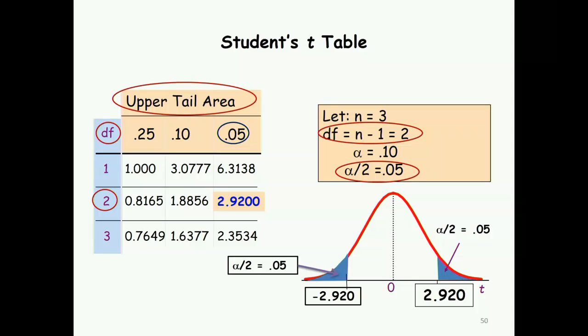So let's say alpha is 10%. If alpha is 10%, 5% is to the left, 5% to the right. My sample size is 3. If my sample size is 3, n minus 1 is 2. So I go to degrees of freedom 2, 5%, because alpha is 10. Then I find 2.92. I put 2.92 here, and minus 2.92. So always please don't forget n minus 1. Alpha divided by 2, the same thing. But n minus 1, don't forget.